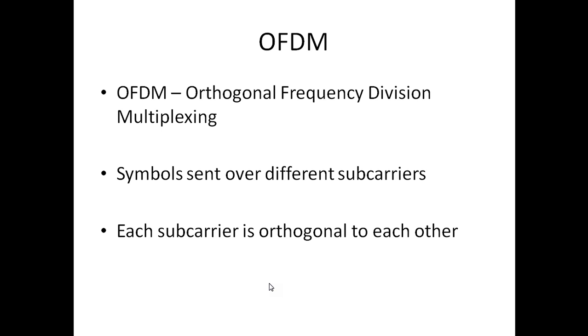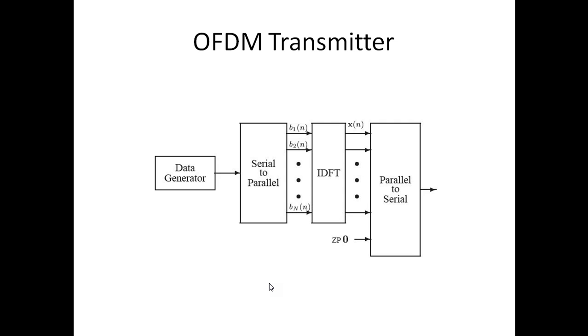I would like to start with the basics of OFDM. It stands for orthogonal frequency division multiplexing. The concept behind OFDM is that different symbols are sent over different frequencies, and these frequencies are harmonically related to each other so that they are orthogonal to each other. These frequencies are termed as subcarriers in OFDM terminology. The advantage of them being orthogonal to each other is that it brings a robustness to the intersymbol interference caused by the channel.